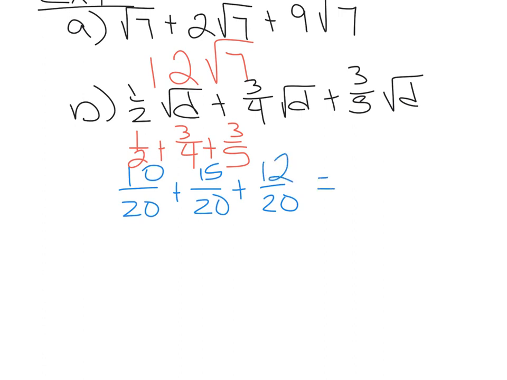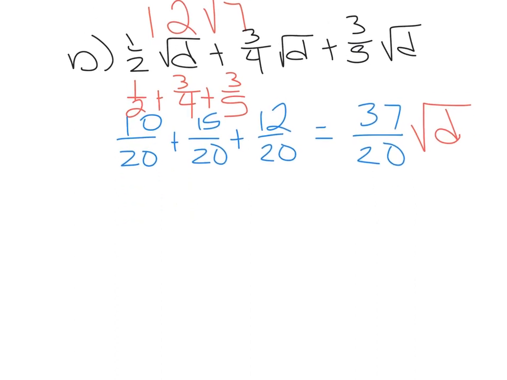And when I add all those together, the denominator is going to stay 20. I'm going to add 10 plus 15 is 25, plus 12 is 37. So that will be the coefficient. And the radical will still be the square root of b, because that's what I have here, square root of b, square root of b, square root of b. So just add the coefficients together, get a new coefficient, the radical stays the same.